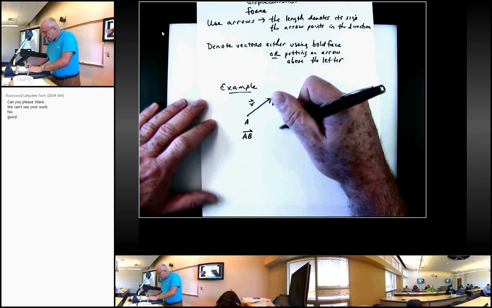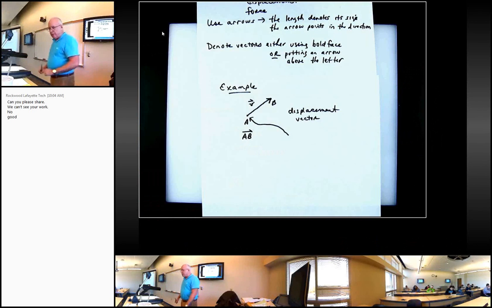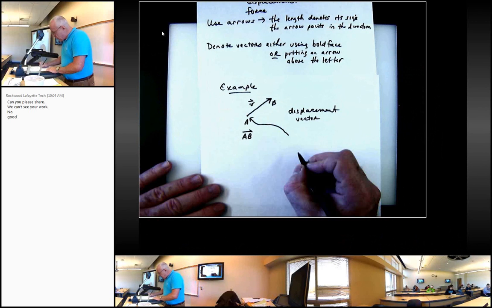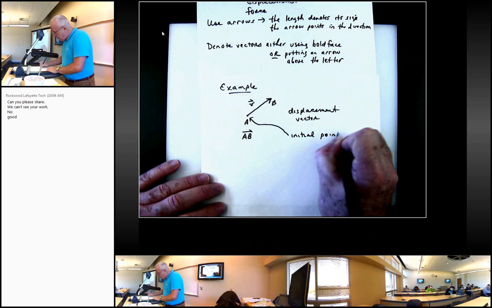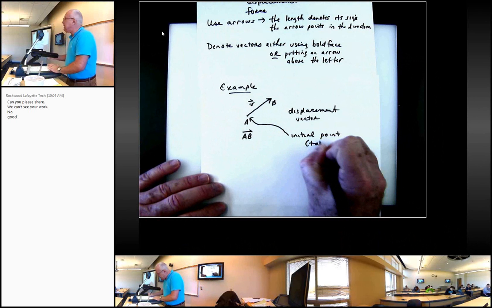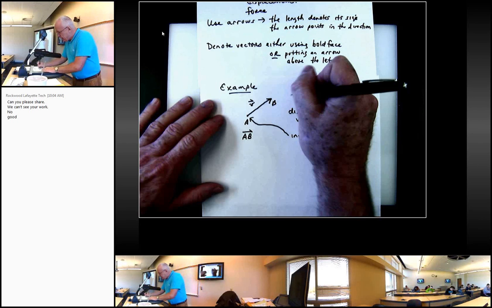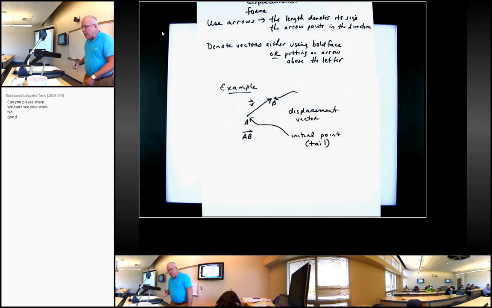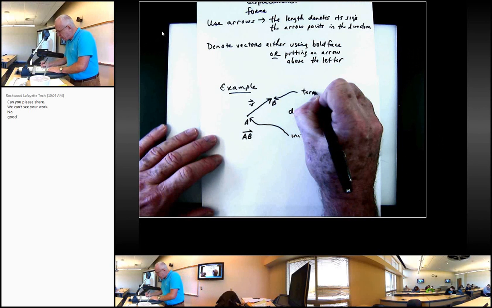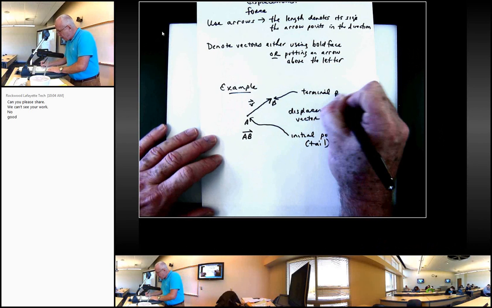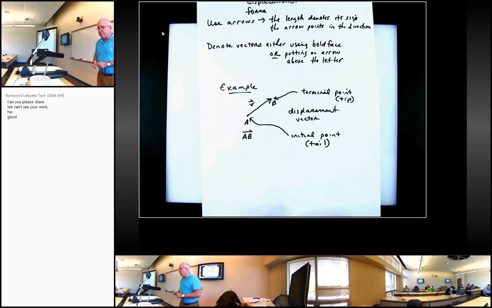Some terminology here. This point where the vector starts is called its initial point, or we can also call that its tail. Then this point up here where the vector stops, we can call that its terminal point, or alternately its tip. Okay.